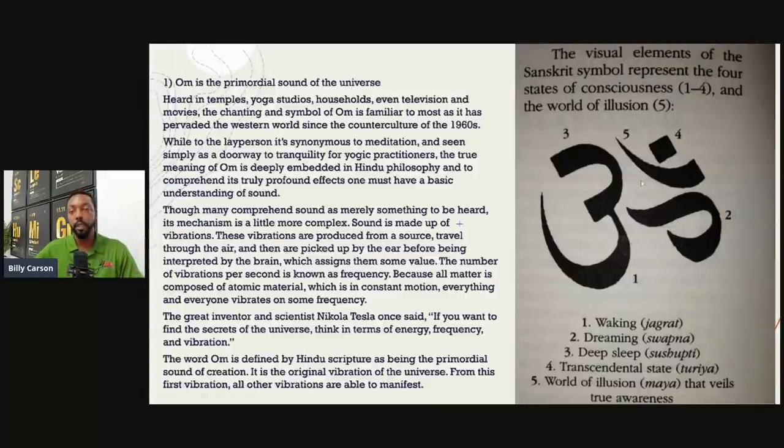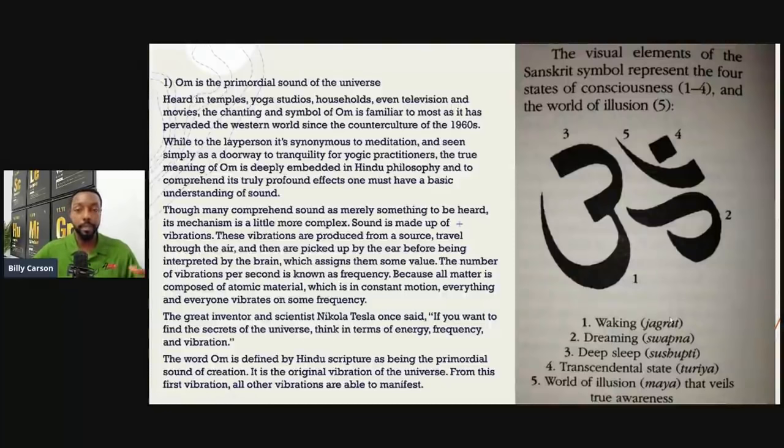meditation. Okay, so you can see that the visual elements of the Sanskrit symbol represent the four states of consciousness. Okay, and so this is very, very important. One, we have the waking state. Two is the dreaming state over here to the right. Three is deep sleep. Four is transcendental state, okay, up here, top right. And then you have five, world of illusion, okay? So you know, it's the veil of true awareness.